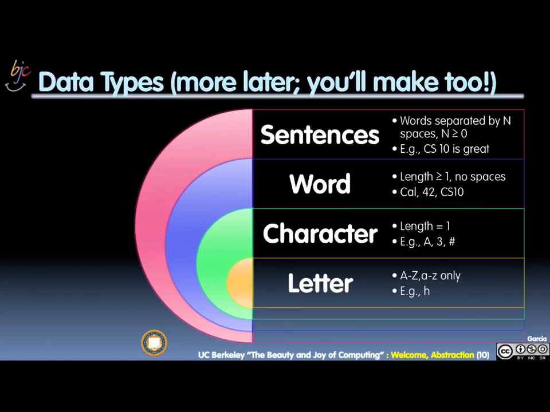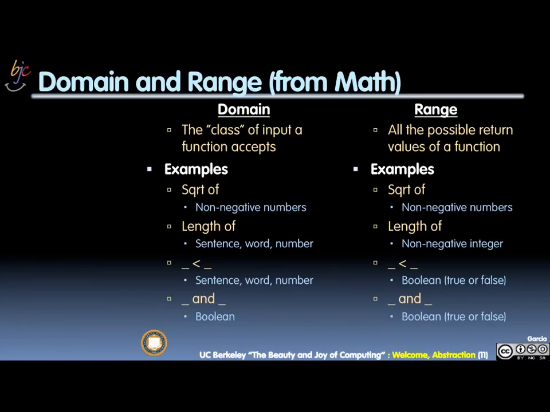Okay? So now that you know this, let's see what the domain and range are. Now, domain and range may be new phrases to you. They come from mathematics. Domain means the type of input a function takes, and the range means the type of output a function gives. So think of DR, like doctor. Okay, DR.